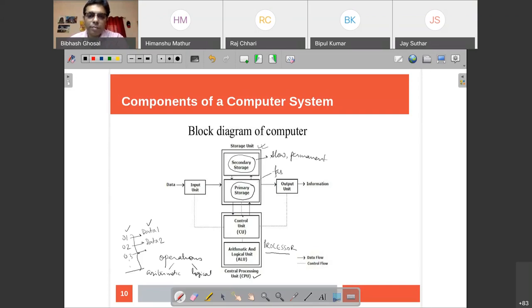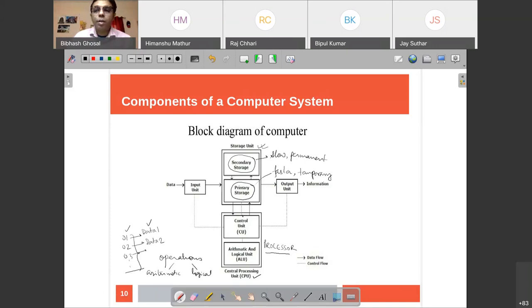This is the faster one. Okay, so it's a faster memory. So what you do is, these instructions and data are first loaded from here to here, and then the CPU gets them from the primary storage, not from the secondary storage. But primary storage is temporary. Why temporary? Because if you take away the power from this storage, the data that is stored gets lost.